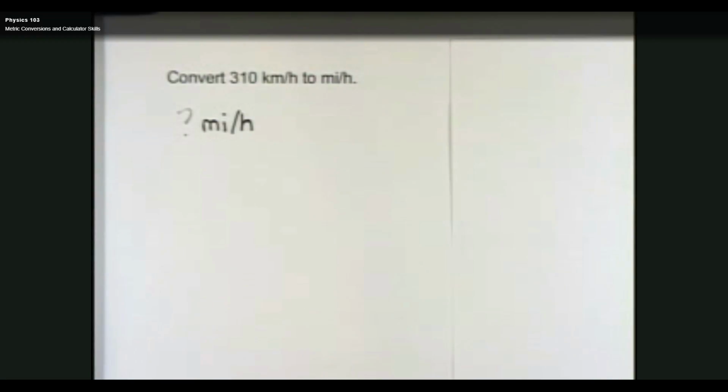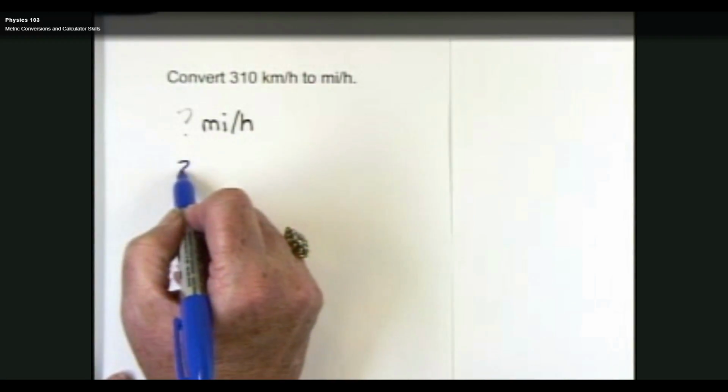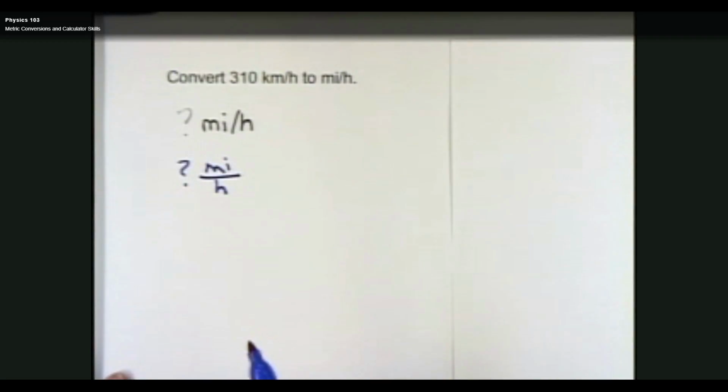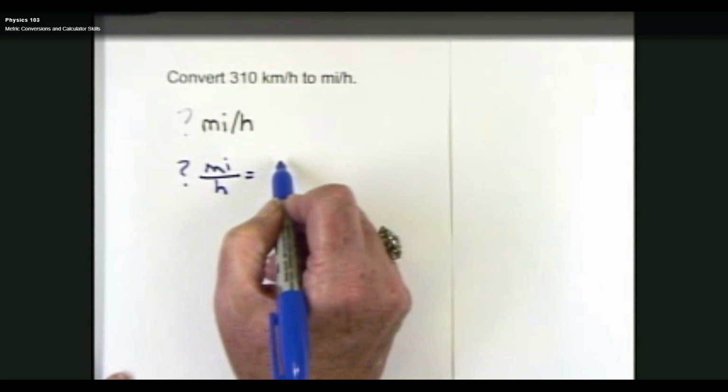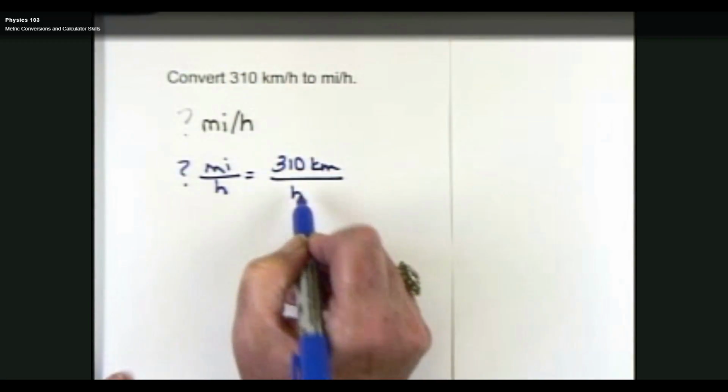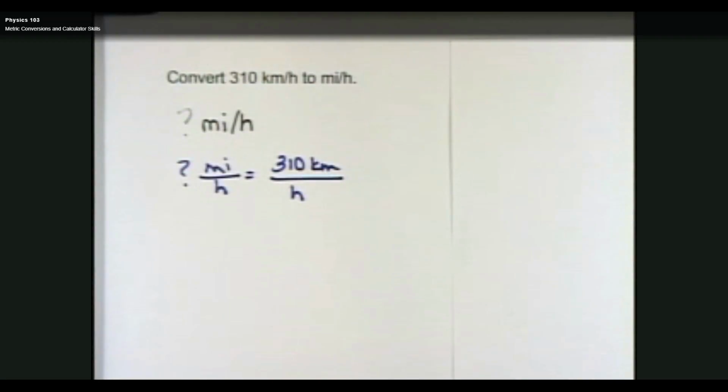So this is the way I want you to write the problem. I want you to write it as how many miles over hours equals 310 kilometers over hours. Now, exactly what does that 310 kilometers per hour mean? I don't really know.